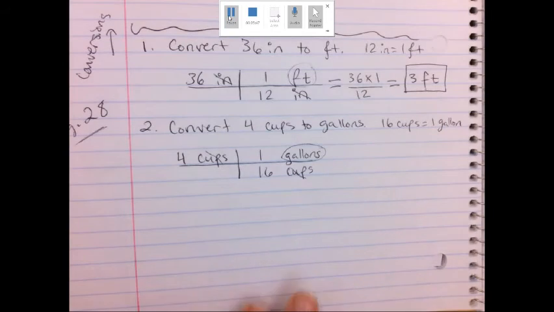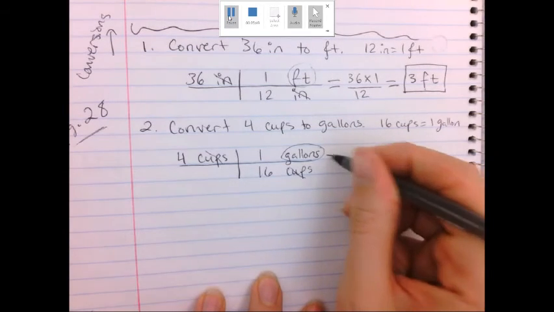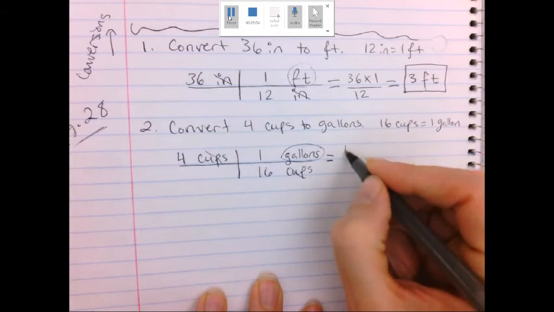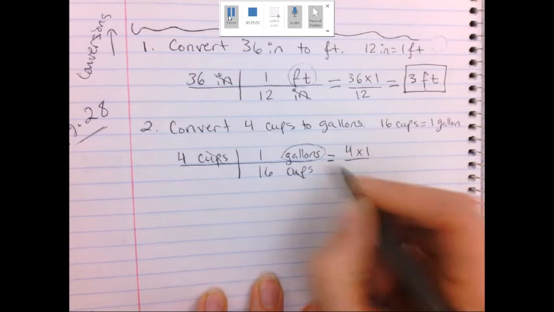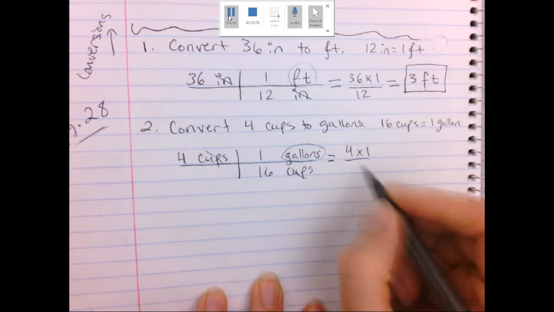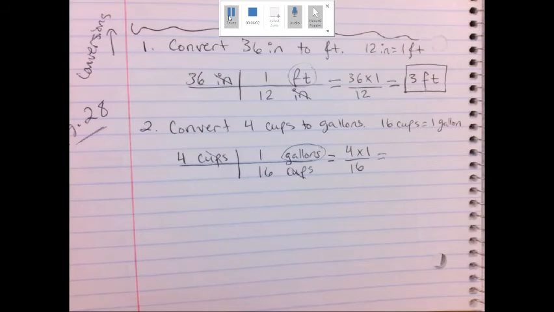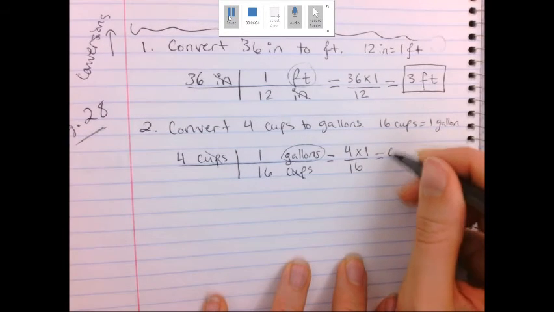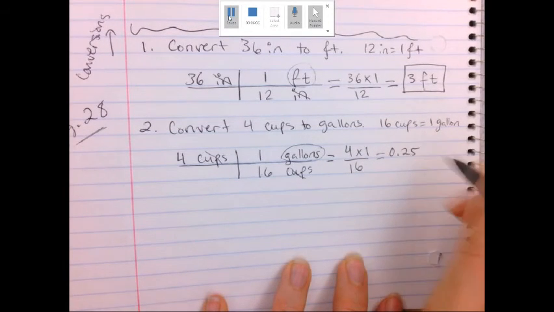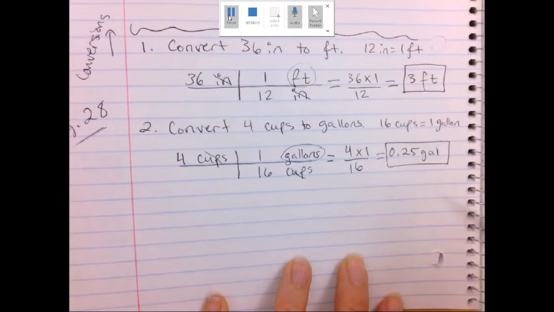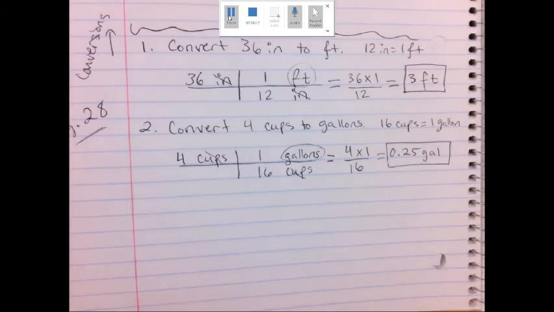So now that we have our conversions in, we're going to do the math. So 4 times 1, because they're side by side there, divided by 16 because it's underneath here. And we're going to get a fraction or a decimal of 0.25 gallons. So feel free again to use your calculator, or if you get 1/4 gallon, that works also.